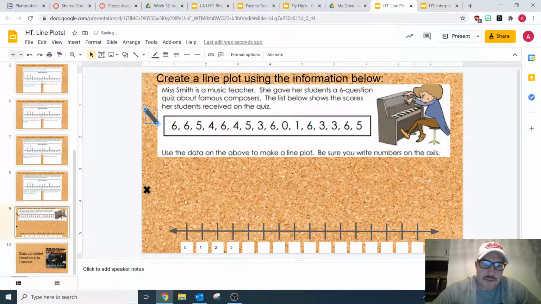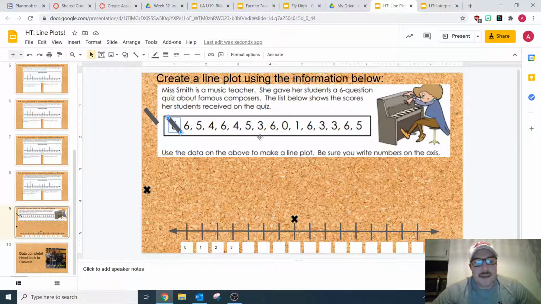For example, if my first one is 6, I'm going to put a mark at where I think 6 should be. I'm going to put an X there. Then, so that I don't count it twice, I'm going to cross it off. Then you're going to keep going until you have crossed off all of these and put X's for each one of these scores. And then you will have successfully created a line plot of this data.